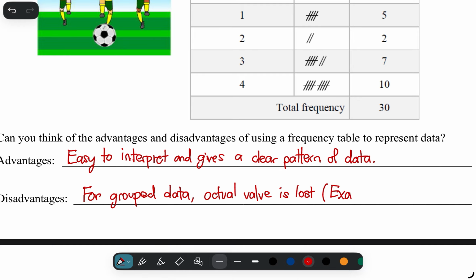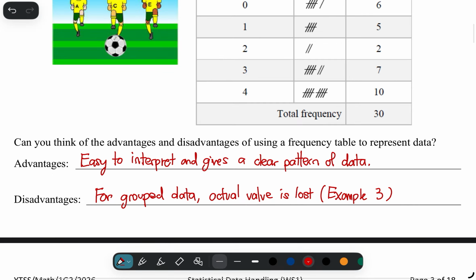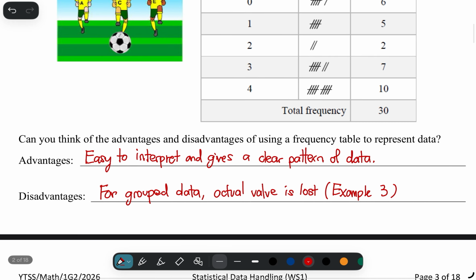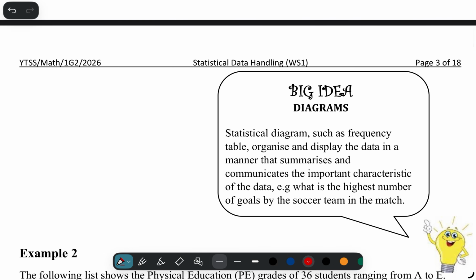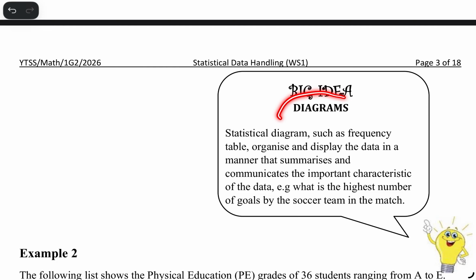Later you can come back to this to understand what I am talking about. Alright, let's now move to page number 3. One of the big ideas in this chapter is really diagrams. We use different kinds of diagrams, such as the frequency table, to organize and display data in a way that is very clear for anyone reading these statistics to understand.